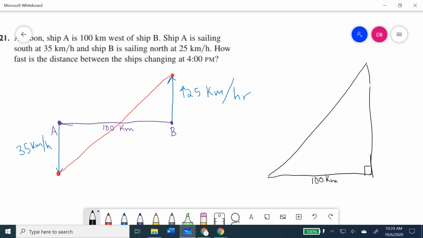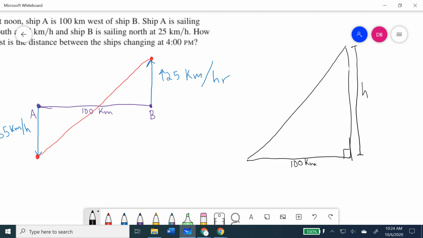now I've got ship A and ship B together causing a vertical change in distance. And what is the rate of change? I'm just going to call this H. Do we know dH/dt? Wherever they are, they're vertically located in the same place, and then they travel north and south.